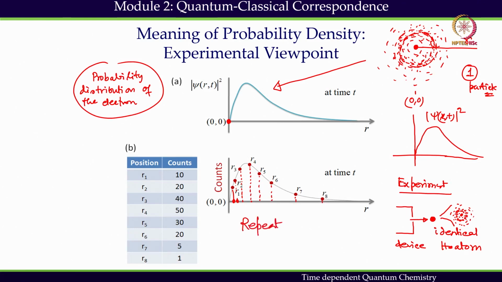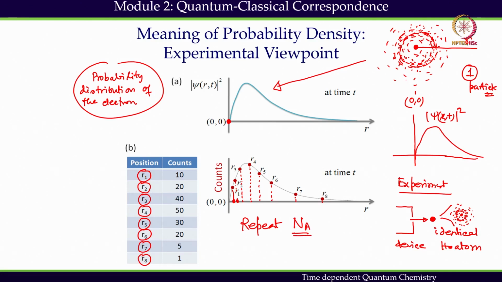So this way, if we repeat that experiment, we will be able to find different possible positions. And then what is our task? Our task is to find out how many times I have found a particular position, R1, R2, R3, R4, R5, R6, R7, R8 and so on. And how many times am I repeating the experiment? Let us say Avogadro number of times, 10 to the power 23 times.